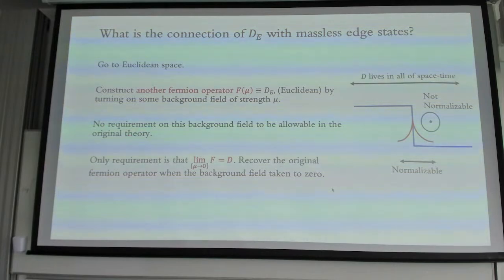There's no requirement at this point on this background field to be allowable in the original theory. But eventually you will see that for the problems I'm interested in, where I want to distinguish gappable phases from gapped phases, or gappable fermions from gapped fermions, this background field is going to be allowable in my original theory. But for now, it's not a requirement.